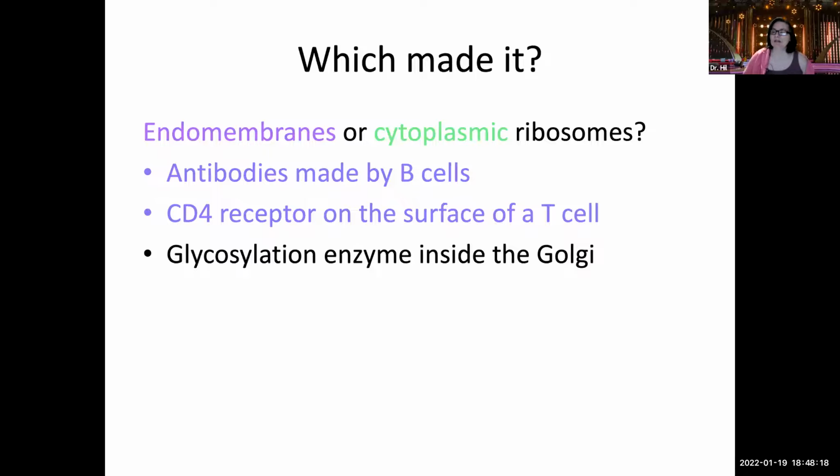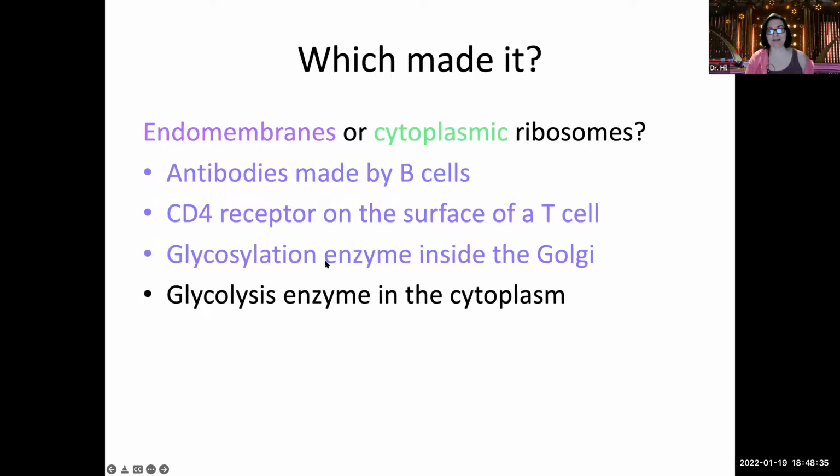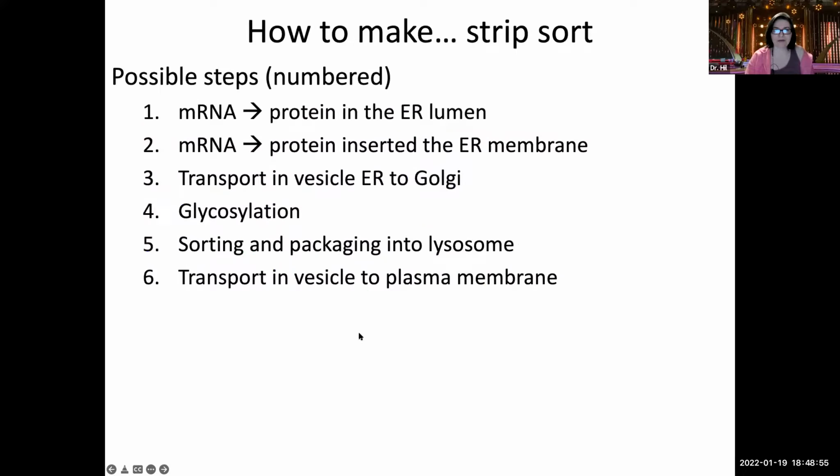Why? Well, because we think, oh, cytoplasmic ribosomes are going to make stuff the cell keeps. Not exactly. Cytoplasmic ribosomes make stuff the cell is going to use in the cytoplasm. But if it's something that has to be inside of the Golgi, send it through the endomembrane system. So the endomembrane system makes this too. Okay, what about a glycolysis enzyme that's going to be used in the cytoplasm? Yes, this time cytoplasm is the right answer. Fabulous.